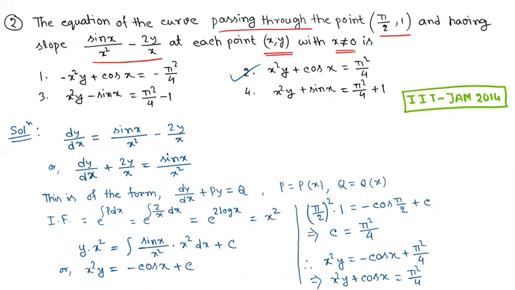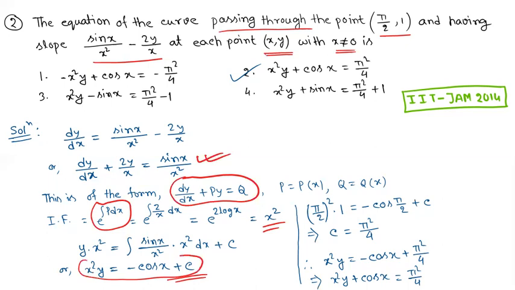If we simplify this, then we are getting this form, and this is of the form dy/dx plus Py equals to Q, and in this case the integrating factor will be e to the power integral P dx. After calculating we are getting x square as an integrating factor, and then solving we are getting x square y equals to minus cos x plus c, where c is a constant. This is our curve.